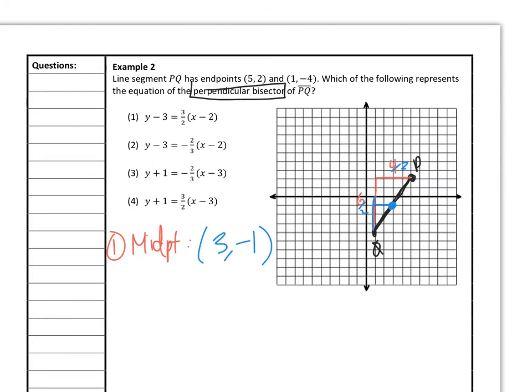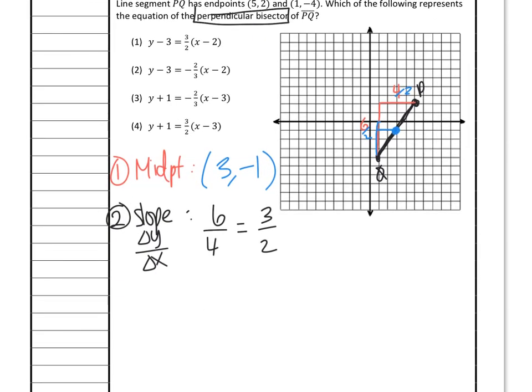Second step is slope. And that would be change y over change x. You can make your little table if you want to, or just use your counting numbers. So we went up 6 over 4, and that reduces to 3 over 2. And then step 3 was to find your new slope for perpendicular lines. So flip that 3 over 2 upside down and negate it.